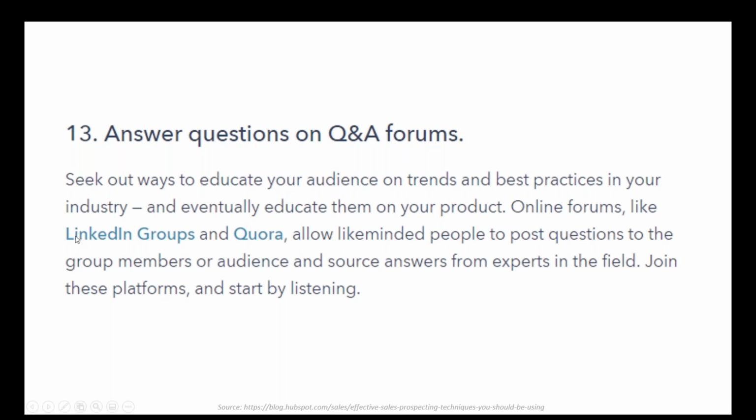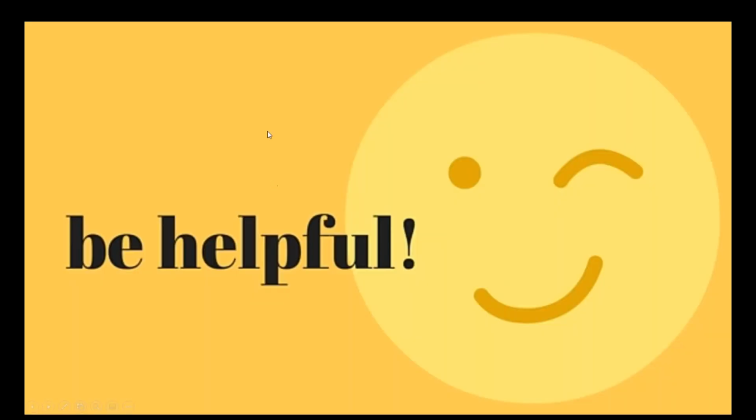There are online forums like LinkedIn groups and Quora that allow like-minded people to post questions to group members or an audience and source answers from the experts in the field. Join these platforms and start listening to them, and then start giving them feedback. Be helpful there. Again, a big one is be helpful, period. The more helpful you are, the more you're going to get. Again, that comes right back to what we talked about earlier about being an expert on whether to buy or sell, buy or lease a car, about whether to pay off your mortgage, about reverse mortgages, about Social Security, about Medicare. Be helpful. Do things that you do not get paid for. Become that helpful person.